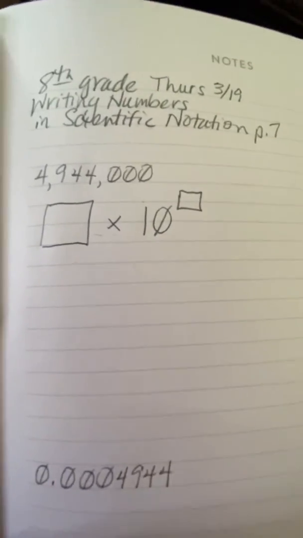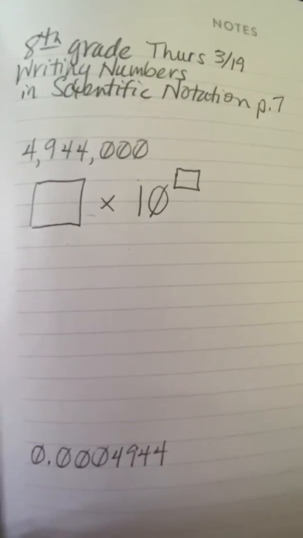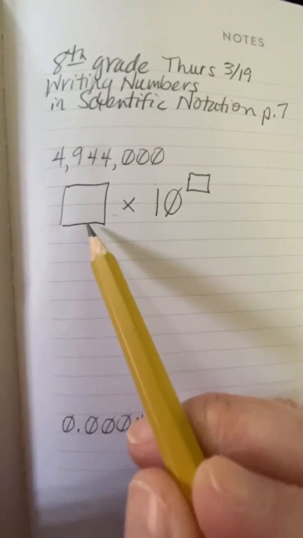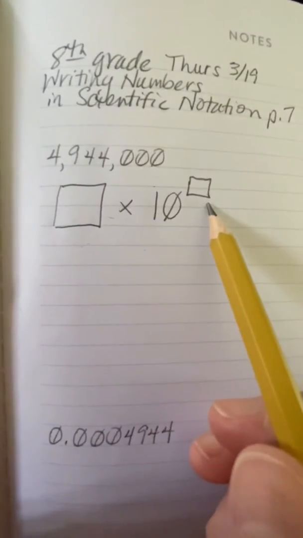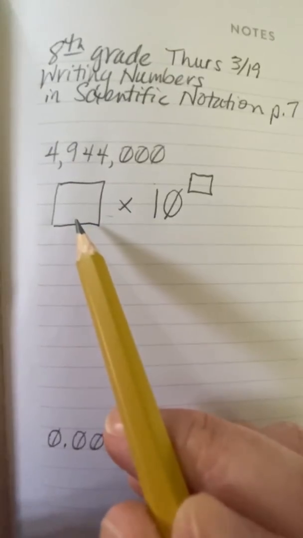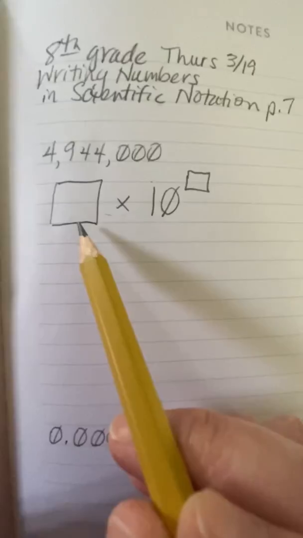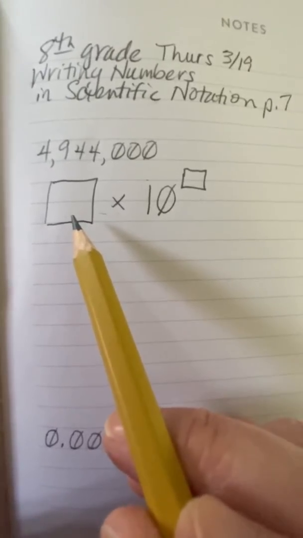This is a quick tutorial for 8th grade writing numbers in scientific notation, page 7 in your packet. Now remember, when you're writing scientific notation, you're going to have two factors. You're going to have some number times 10 to some power. The first number can be greater than or equal to 1, but less than 10. A good way to remember that is you can only have one number in front of the decimal.